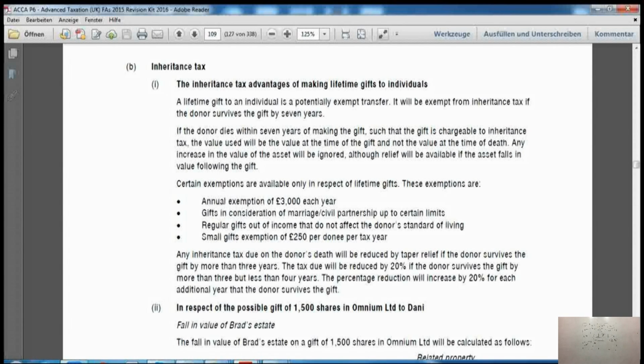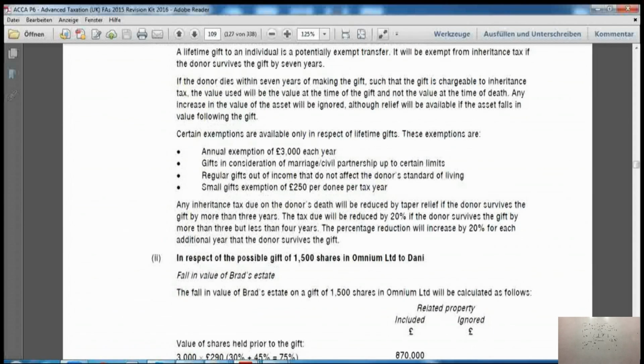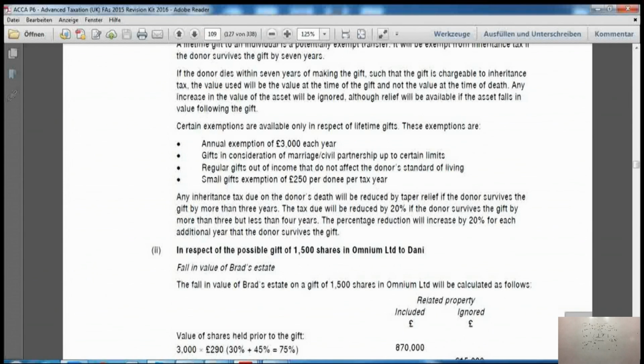Now let's go to part B. In respect of the possible gift of 1500 shares in Omnium Limited to Danny, fall in value of Brad's estate. Now we'll have to calculate the fall in value, and we'll have to calculate it both ways, one with related property, another one without related property. Now it says related property included and related property ignored. Now if we include the related property, then we'll have to take the shares of his wife as well. So the total holding would be 75%, and according to 75%, the per share value would be £290 per share.